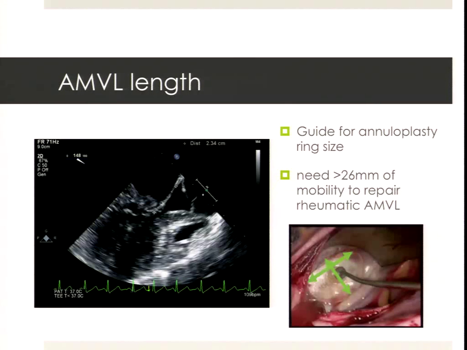You can find, though, if you're going to repair a rheumatic valve, which is something I haven't seen here, but I did in New Zealand when I was there, rheumatic repairs require at least 26 millimetres of anteromitral leaflet tissue in that axis to repair, together with minimal calcific disease. So that's another thing to consider in your mind when you're relaying this information across to the surgeon.